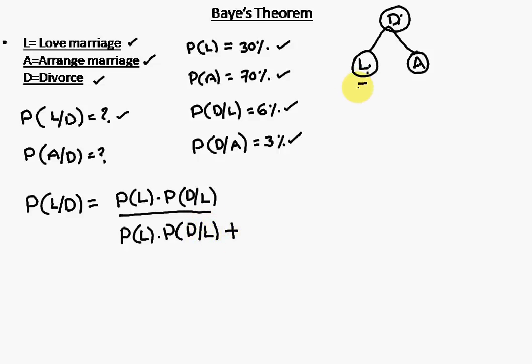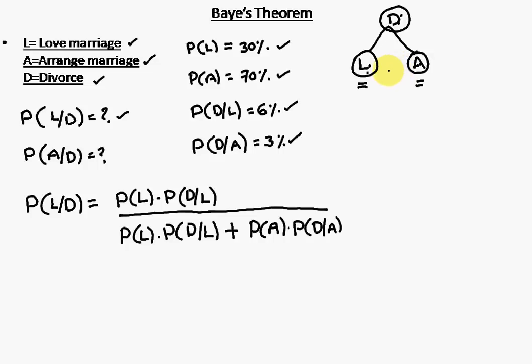Here the love marriage part is over. Again you come across the arranged marriage. So in place of L you substitute A, and you will get the next item: probability of A into probability of D given A occurs. You know all the values, so just substitute them in this one and you are going to get the answer. So this is about the Bayes theorem concept.